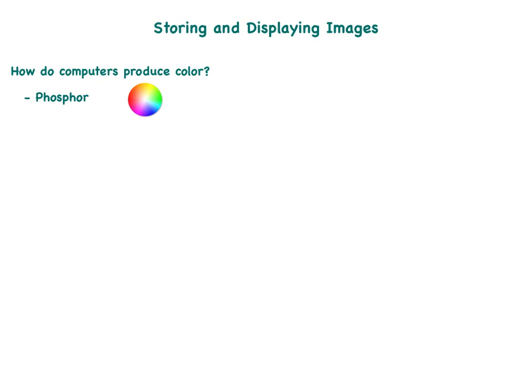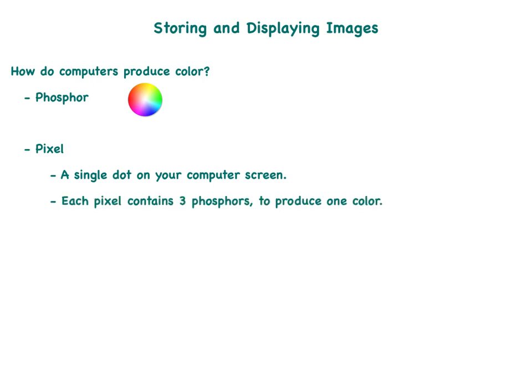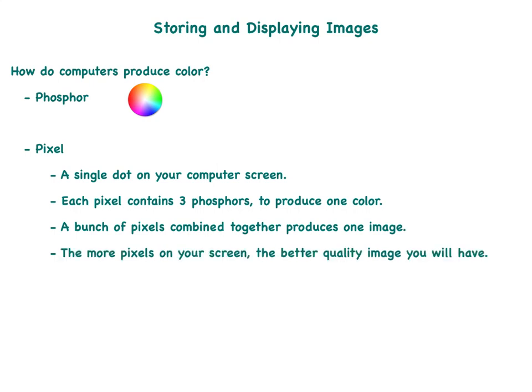Next, what is a pixel? A pixel is a single dot on your computer screen. Each pixel contains three phosphors, a red one, a green one, and a blue one, and uses all three of these phosphors to produce one single color. So each pixel on your screen is one single color. Combine a bunch of pixels together and you can produce one image. The more pixels on your screen, the better quality image you have. The fewer pixels on your screen, the lower the quality.